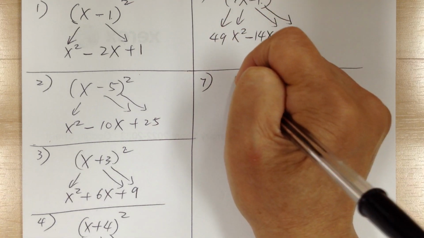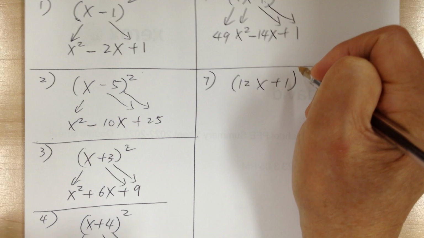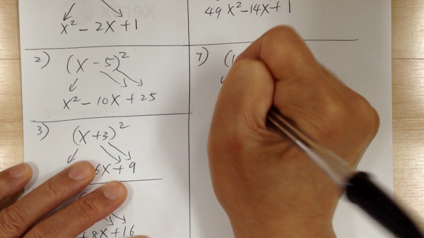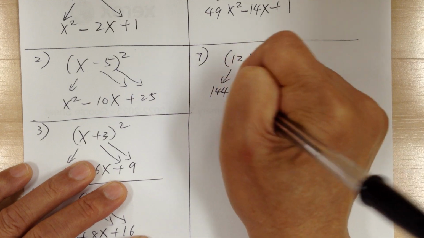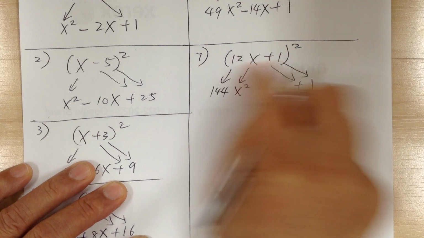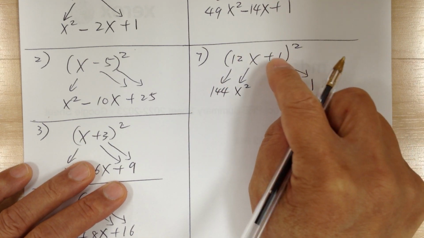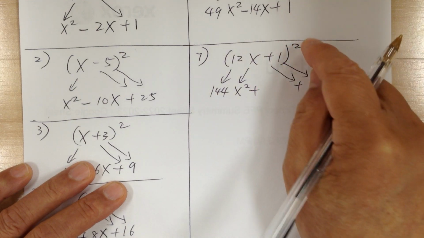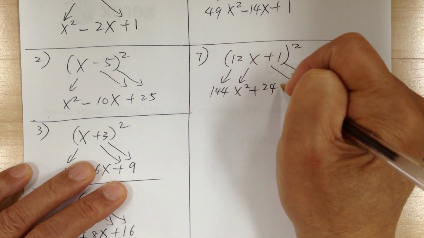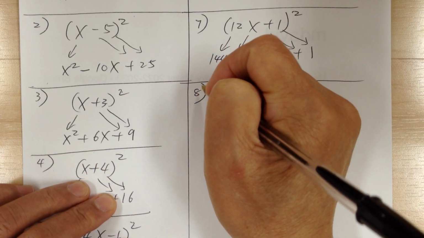Okay, number 7. You have 12x plus 1 squared. So again, you square that, you get 144. Square that, you get x squared. Square that, you get plus. Square that, you get 1. So square each part. The middle term, multiply all this together. So the sign is plus. The number 2 times 1 is 2 times 12 is 24. Alphabet is x.